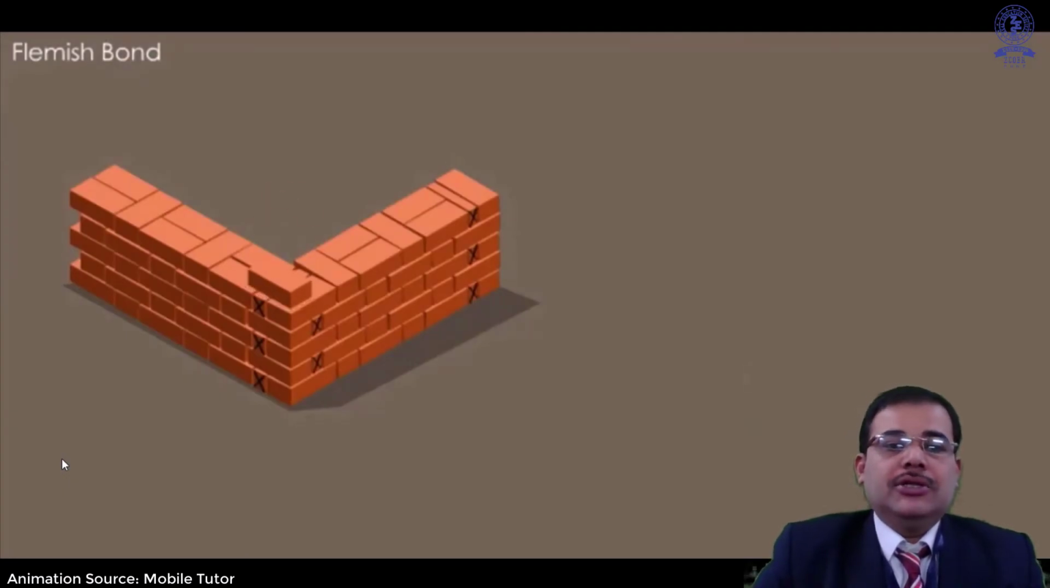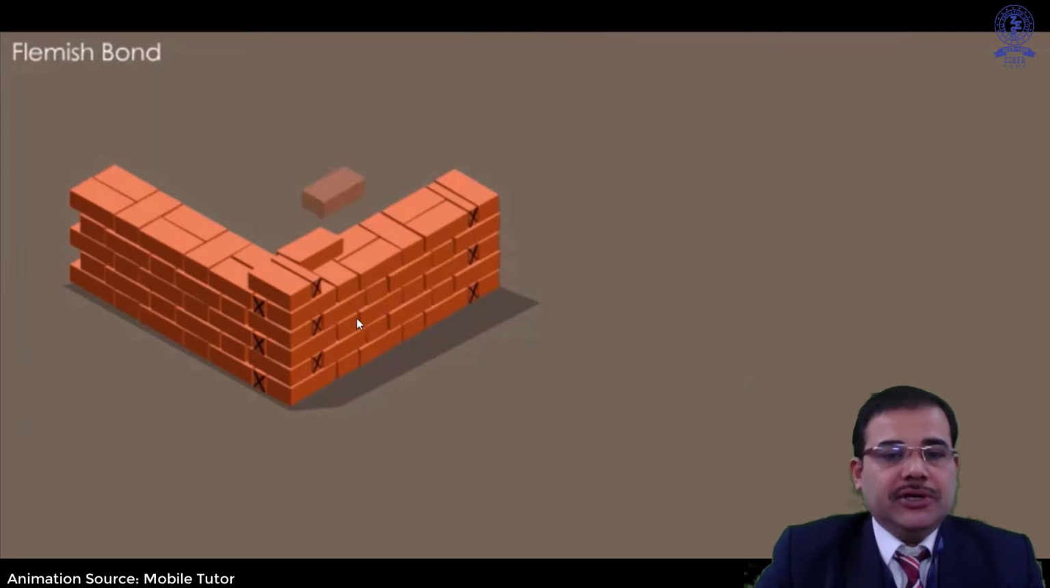the header. This is a case of Flemish bond where you can observe there is an alternate arrangement in the same layer of header and stretcher. That is a peculiarity of this bond.